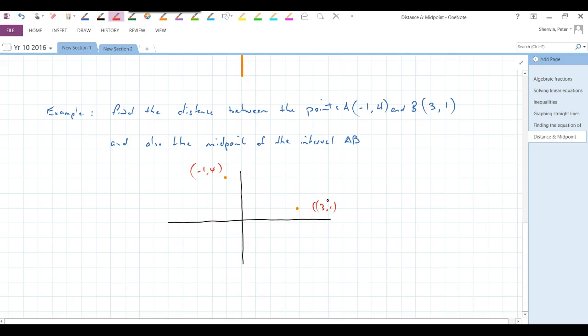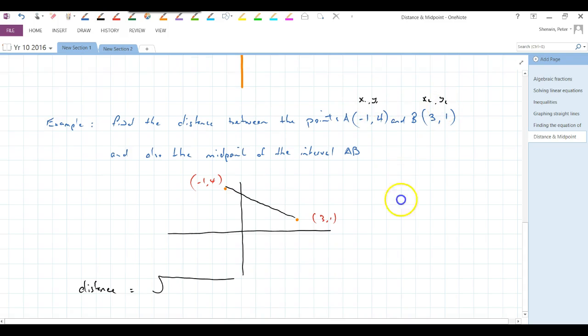So what we're after in this question is the length, the distance between those 2 points. So we're after this distance here, and we're after the midpoint. So the distance will equal the square root. Now what we can do is just label these points x1, y1, and x2, y2. It doesn't matter which way around we put those, just for the point of the formula.